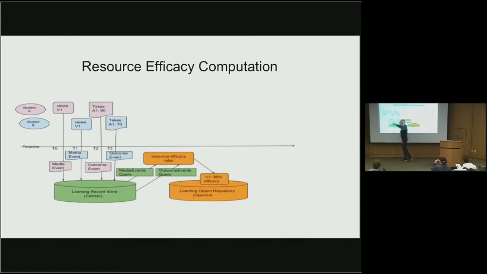These events get sent to the learning record store in Caliper. This is an open source project, a little toy learning record store we wrote called Callisto. Based on all these events going to the learning record store, we then have a resource efficacy rater script that grabs all the media events and the outcome events, actually now called grade events in the latest version of Caliper, and then we compute the efficacy and store it in the learning object repository.